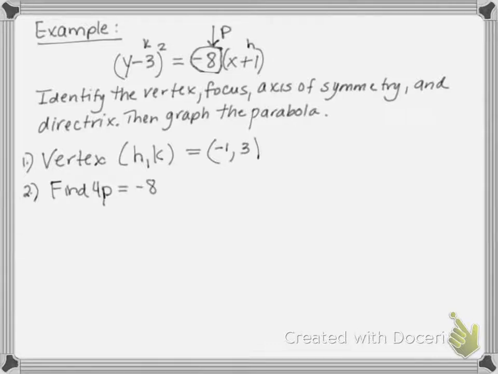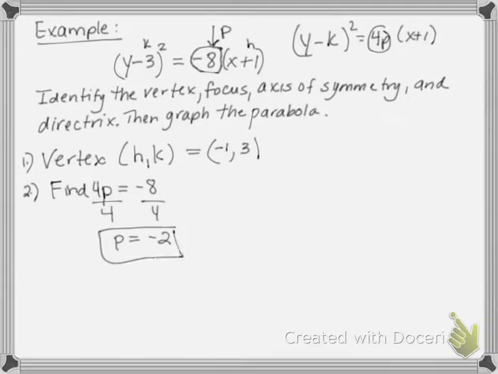We have to solve for p. So in the original problem, you have (y - k)^2 = 4p(x - h). So the 4p is equal to negative 8. So you have to solve for p, and you're going to get p is equal to negative 2. So that's your p. You need the p to help you find the focus.